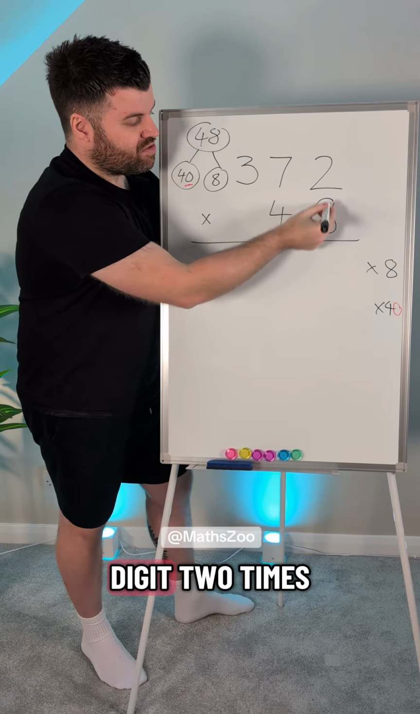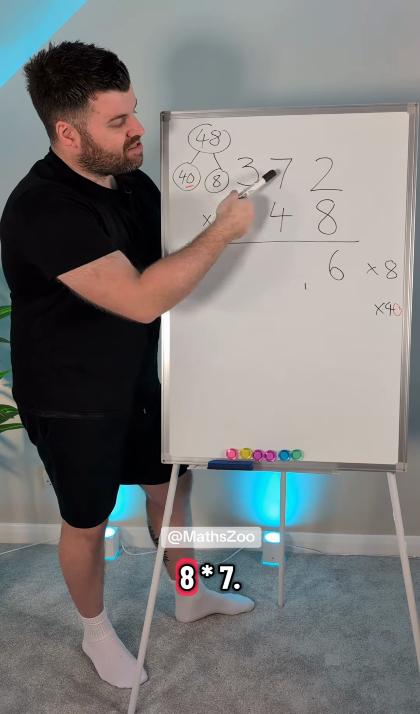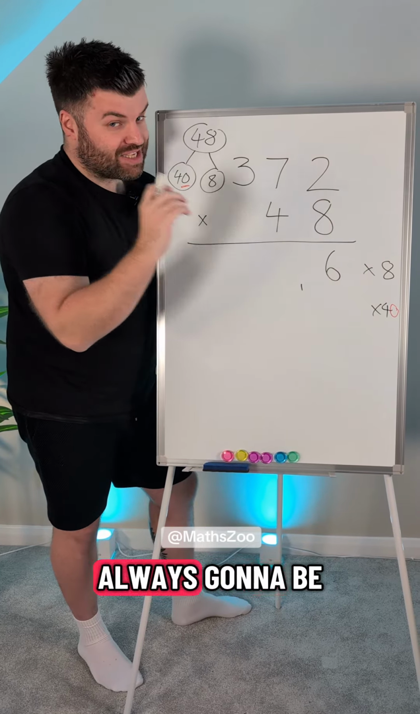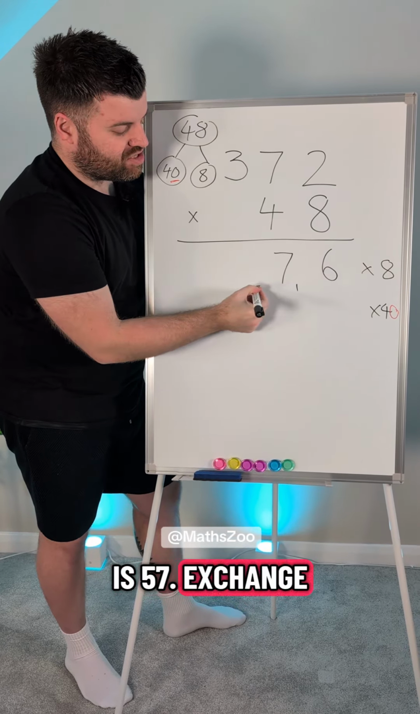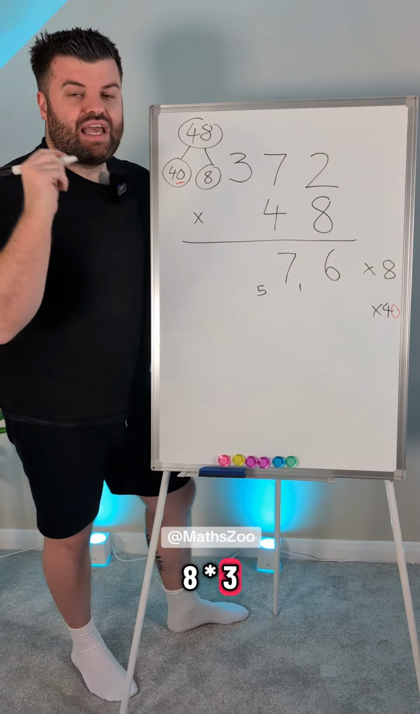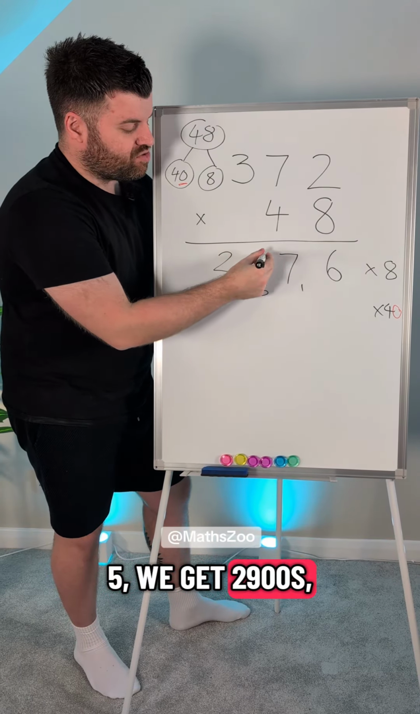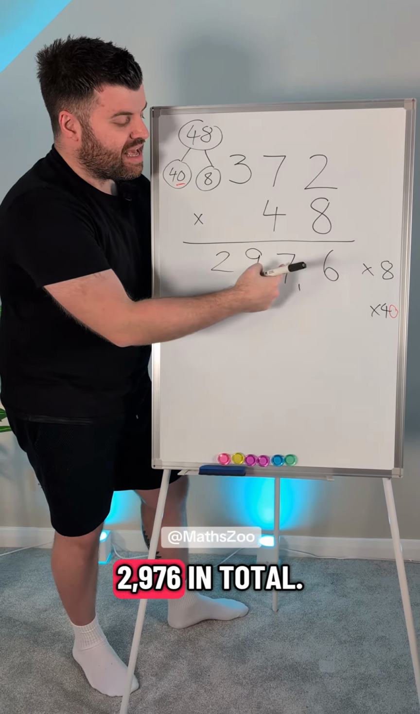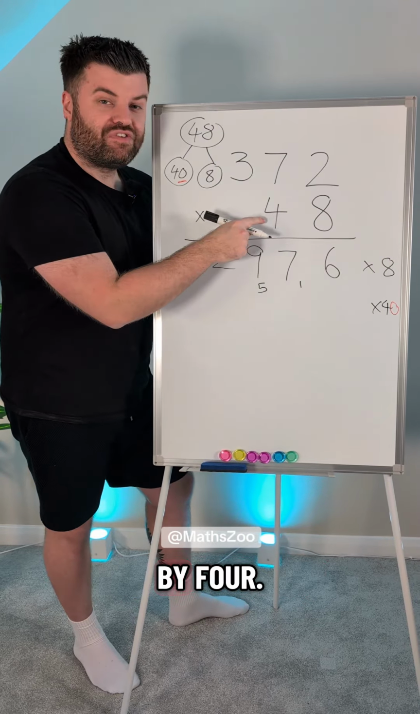Multiply by one digit, 2 times 8 is 16 ones, exchange over into the tens. 8 times 7, tricky times table, always going to be peppering those in there, is 56. Add the 1 is 57, exchange over the 5. 8 times 3 is 24. Again, adding on this 5, we get 29 hundreds, which gives us 2,976 in total.